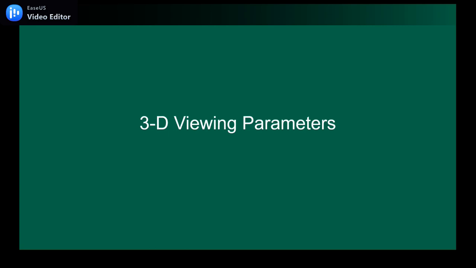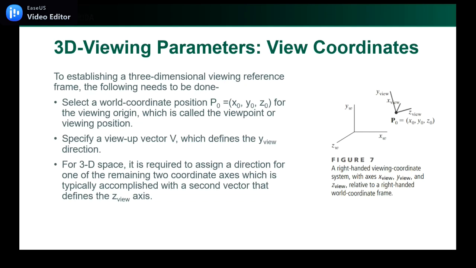And now we're going to talk about different kinds of 3D viewing parameters. The first kind of viewing parameter that I'm going to discuss is view coordinates. In order to establish a three-dimensional viewing reference, there are some steps that we can follow. At first, we need to select a world coordinate position, which is P naught in this case. This is called the viewing origin. It's also called the viewpoint, viewing position, camera position, or eye position.